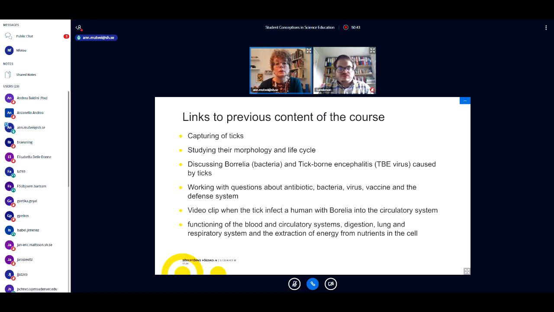So after doing this work with one day, we did all this work with illness, defense systems, and ticks. We went over to functioning of the blood and circulatory system, which we already then connected to the ticks, which were biting and getting into the circulatory system, digestion then, and lung and respiratory systems, and the extraction of energy from nutrients in the cell, always talking about the blood, the circulatory system.